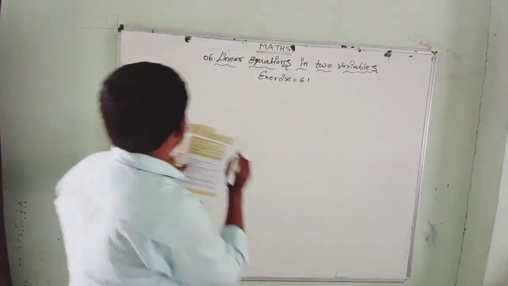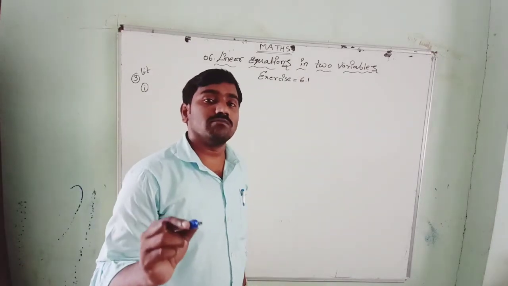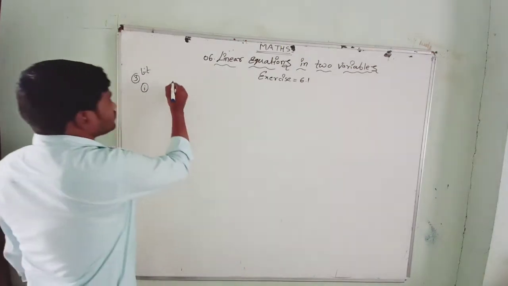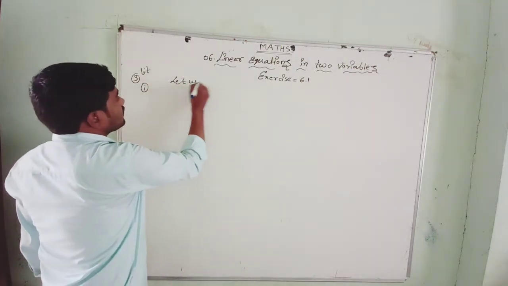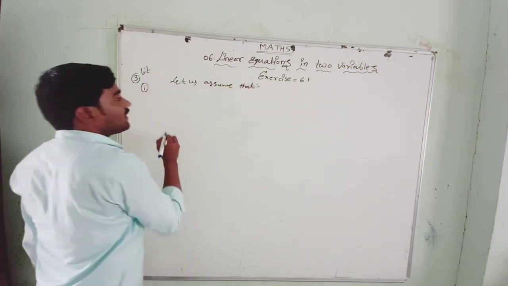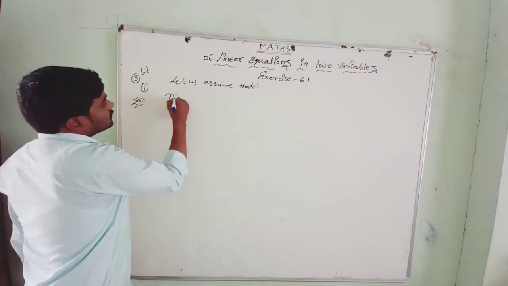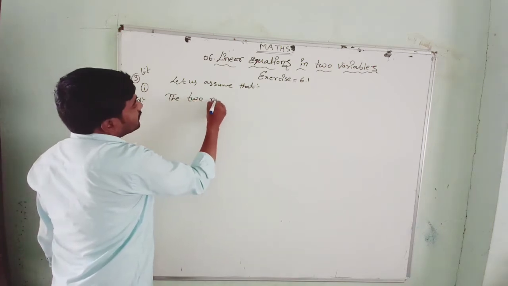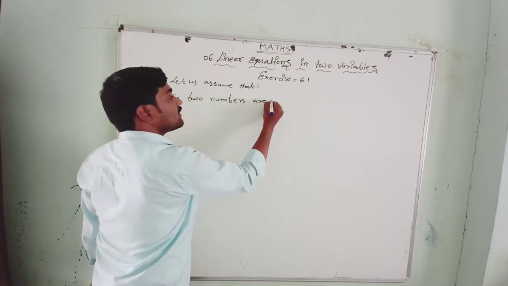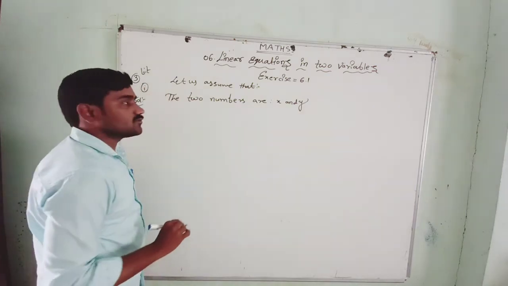Okay, let us make it first. We'll try to understand. First question: the sum of two numbers is 34. When we add two numbers we get 34. So let us assume that the two numbers are x and y.